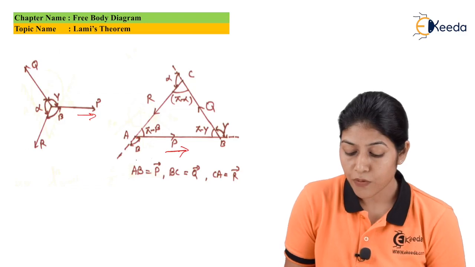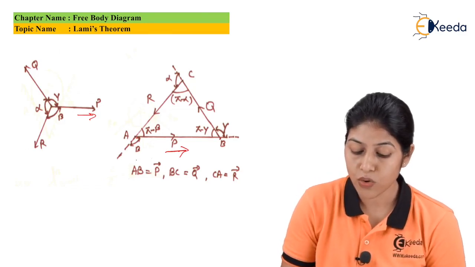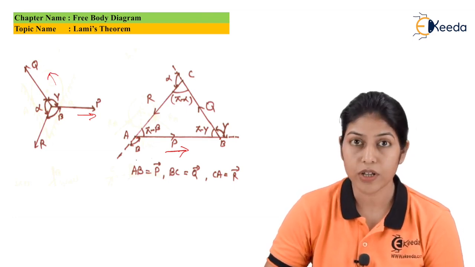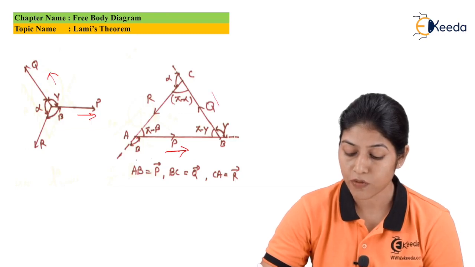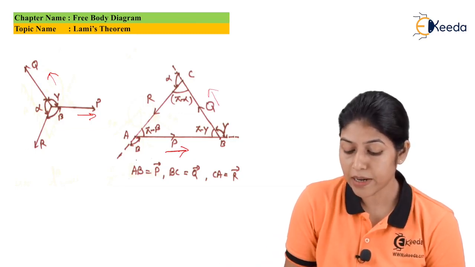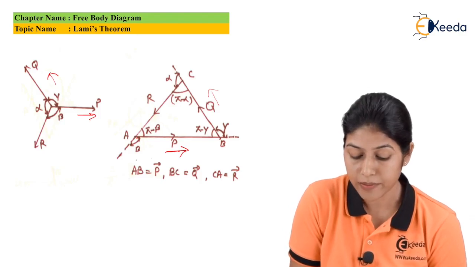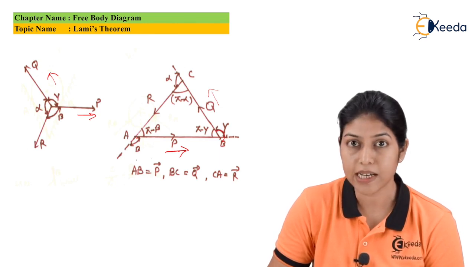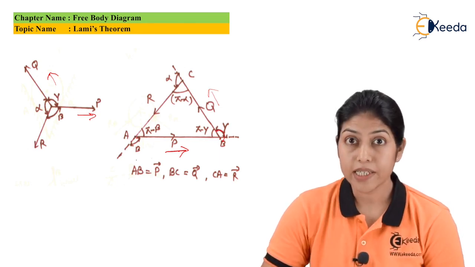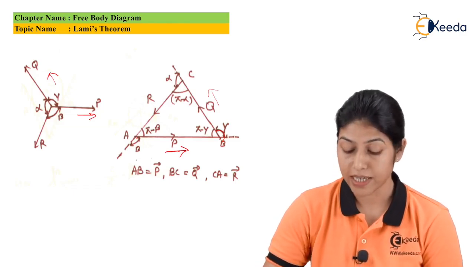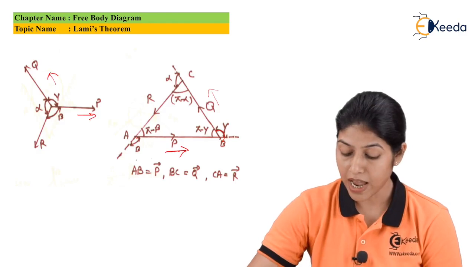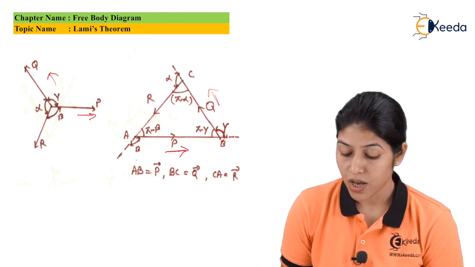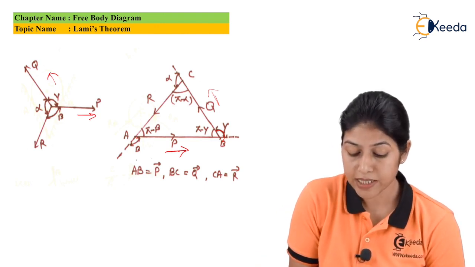Now from point B, we draw the force Q in its direction. In the same direction we will draw the force Q. The angle between P and Q is given in the diagram, it is gamma. So we will make this angle gamma between P and Q. And this Q is represented by side BC. Here AB represents force P and BC represents force Q in the direction of Q. Here this angle is gamma as per this diagram.